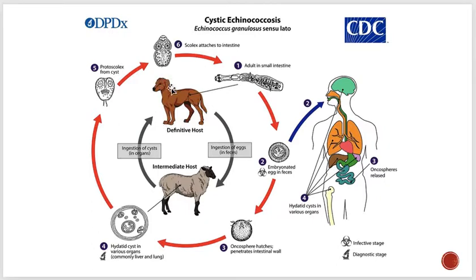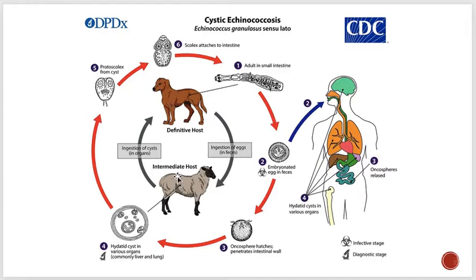Domestic dogs act as the primary definitive host of the mature adult worm, and a single infected dog can have millions of adult worms within its intestines. Other animals like wild dogs, wolves, foxes, and jackals can also harbor the tapeworms, but dogs are very common, so that's why I'm talking about dogs.